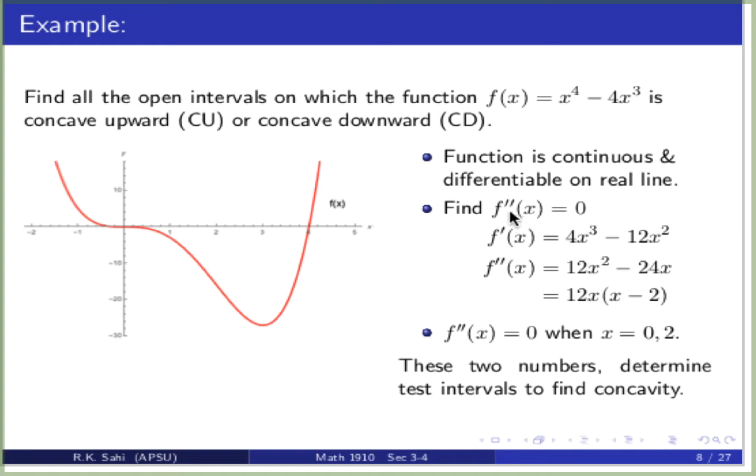So what we're going to do is put the second derivative to be 0. The first derivative is 4x cubed minus 12x squared. Then you take the derivative of that, which gives you the second derivative, 12x squared minus 24x. We have to put that to be 0. So what do we get? Either x is 0 or x is 2. So we get two values which will determine the test intervals to find concavity. And remember, no discontinuity because it's a nice little polynomial.